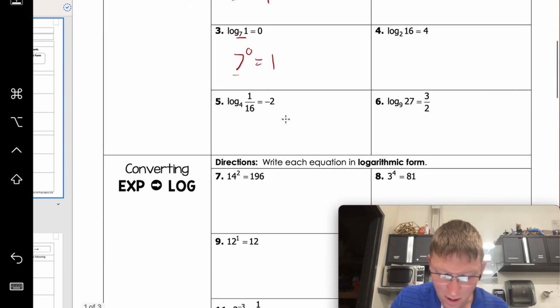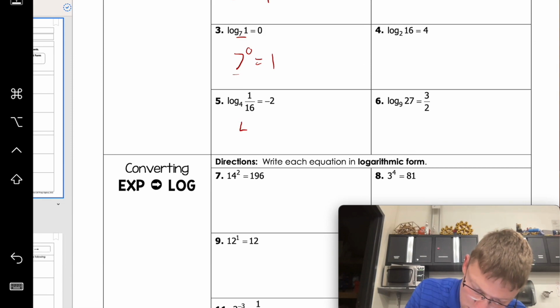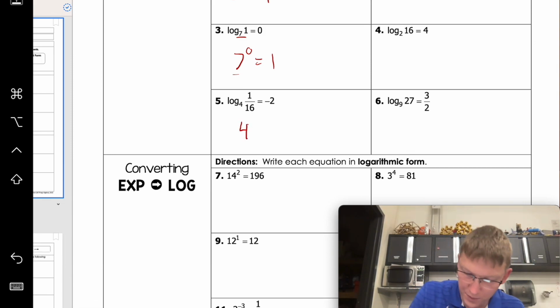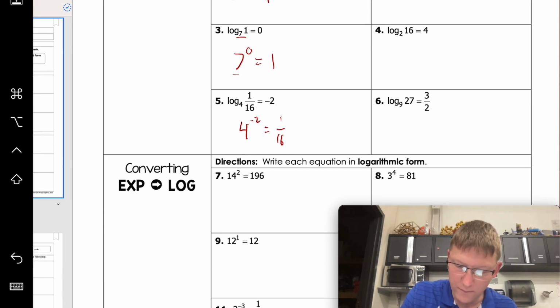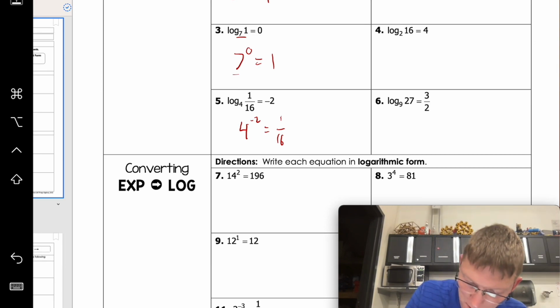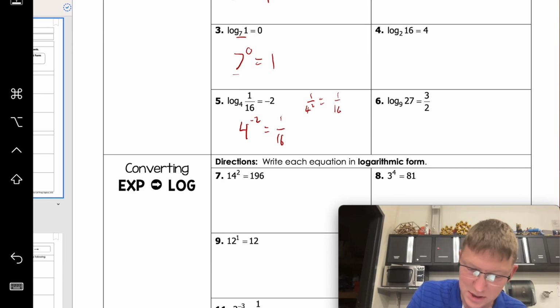So number 5, log base 4. There's a fraction here, but don't worry about it. Log base 4 of 1/16 equals -2. So the 1/16 and -2 switch places. Does that make sense? If you think about it, yes, it does. 4 raised to the -2 power is the same as 1 over 4 squared, and then if we multiply that out, it is 1 over 16. So we're so far in good shape.